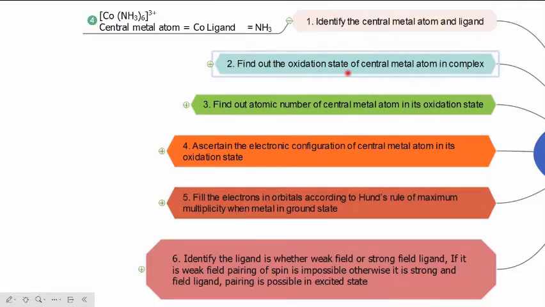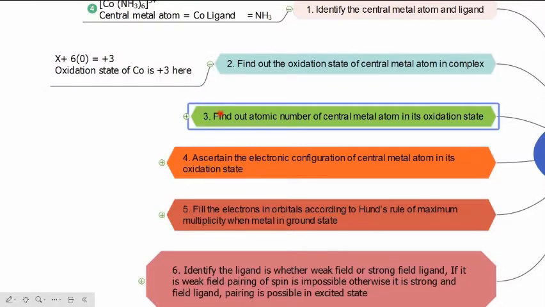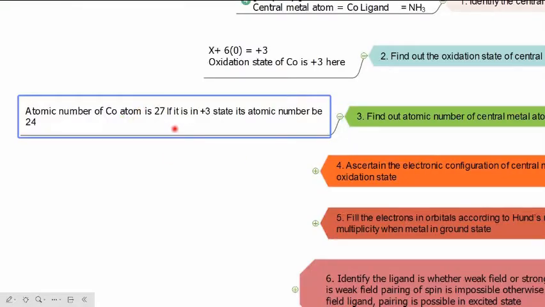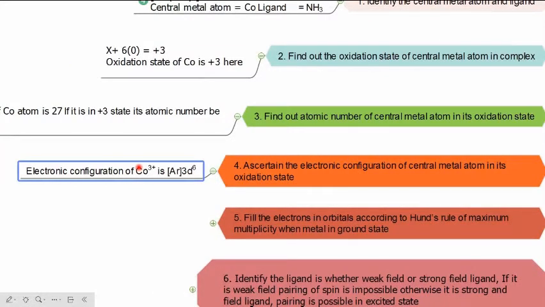Second step is to find out the oxidation state of the central metal atom in the complex. Here cobalt has a +3 oxidation state. Third step is to find out the atomic number of the central metal atom. The atomic number of cobalt is 27. Fourth step is to ascertain the electronic configuration of the central metal atom in its excited state. The electronic configuration of Co3+ is argon 3d6.